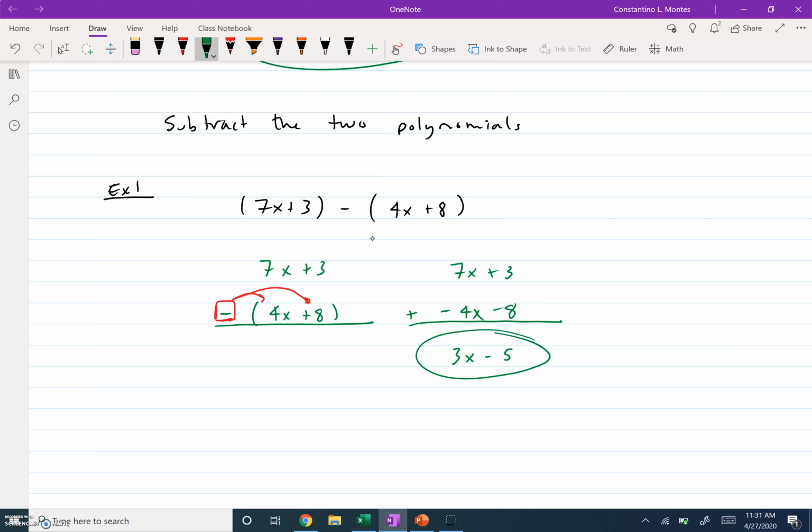Notice here that the negative, when we distribute, it just changes the sign of each one of my terms. I did have positive 4x up here, and then a positive 8, and when I distribute that negative, it changes this into a negative here and a negative here.